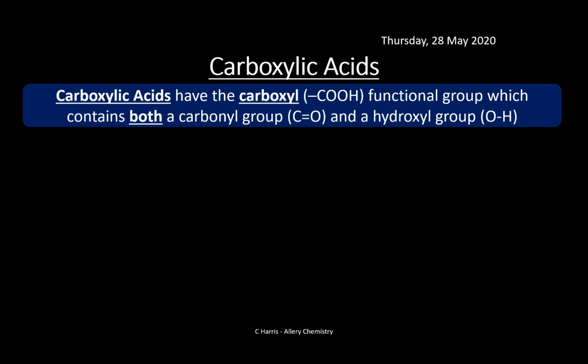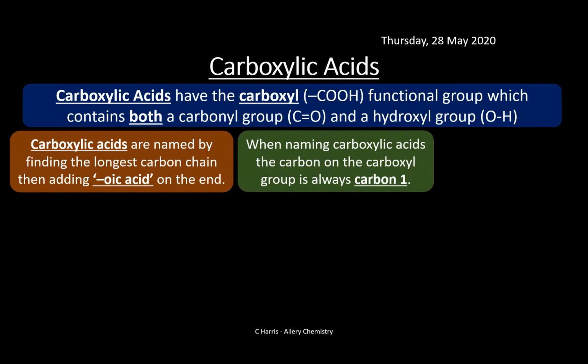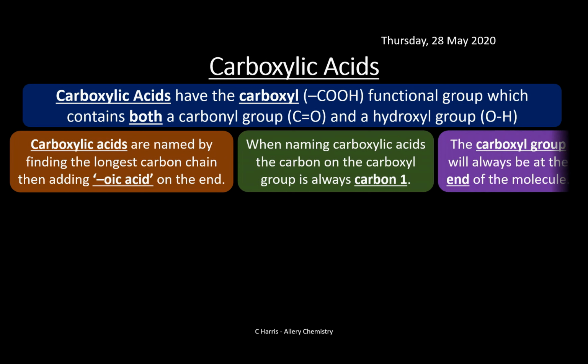So carboxylic acids have the carboxyl group, which is the COOH functional group. This contains both a carbonyl group, which is C double bond O, and a hydroxy group, or hydroxyl group, which is OH. So carboxylic acids are named by finding the longest carbon chain, and then we add oic acid on the end of it. So when naming carboxylic acids, the carbon on the carboxyl group is always carbon 1, so that's very, very important. And the carboxyl group will always be at the end of the molecule.